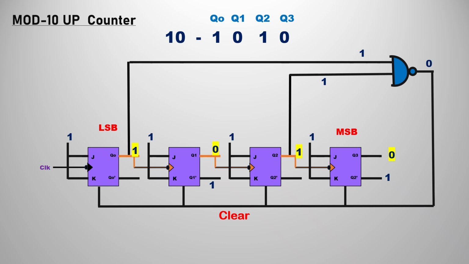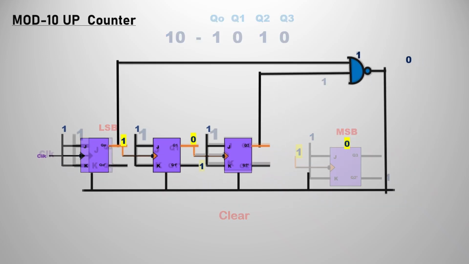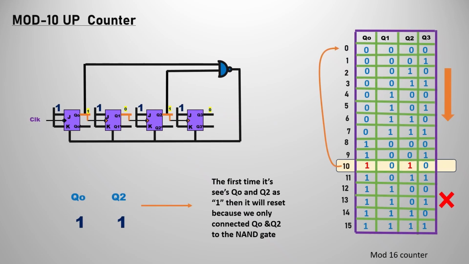So now you might get a doubt, why we are not connecting Q1 and Q3 to the NAND gate. So without connecting Q1, Q3 also, how is it behaving as a mod 10 counter? So let's understand with the truth table. So if you observe in the truth table, that is Q0 and Q2. In the whole truth table, the first time that we see Q0 and Q2 as 1 1.